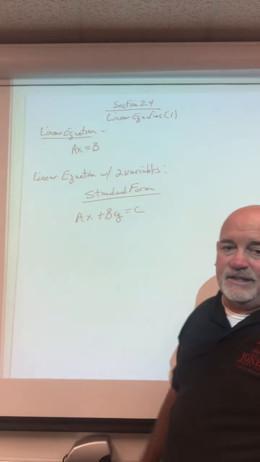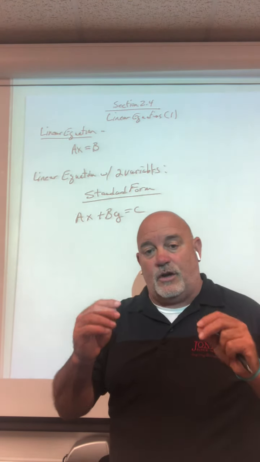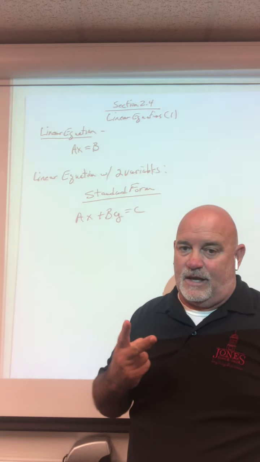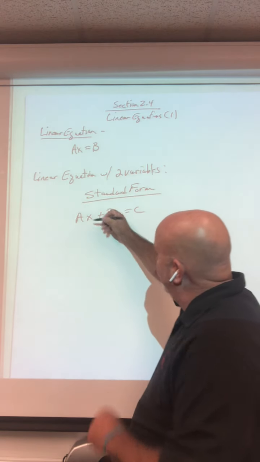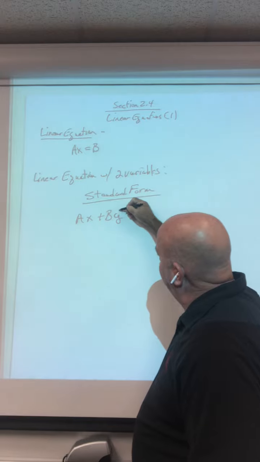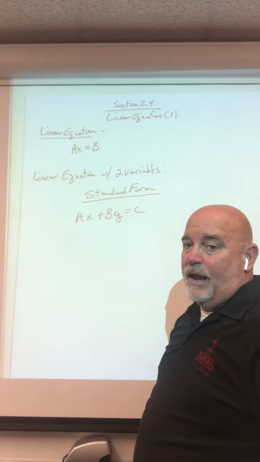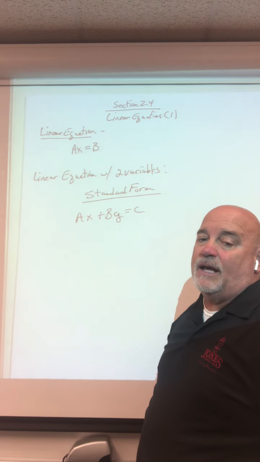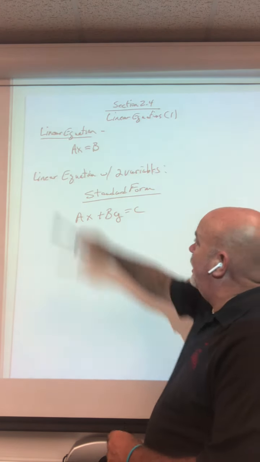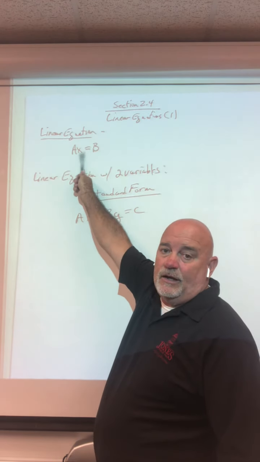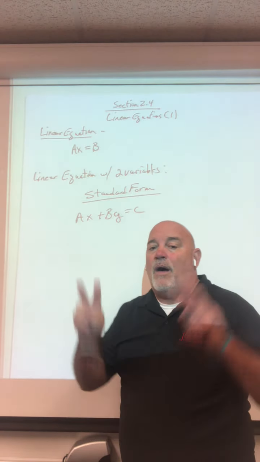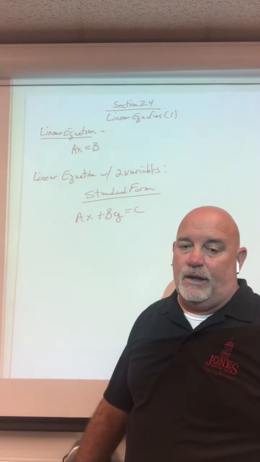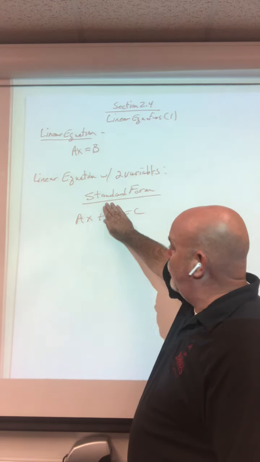Now, what makes this linear? Remember, with a circle, the x and y had to both be raised to what power? Second power. In this one, the x and y are both raised to the first power. Now, do both letters have to be present for it to be called a linear equation? No, because this is called a linear equation. So you don't have to have both letters in a linear equation. You can just have one of them.